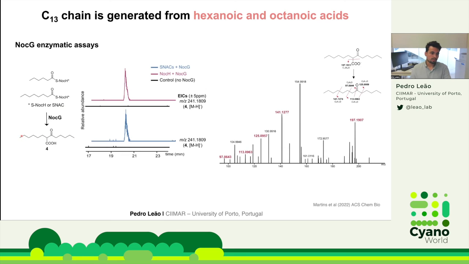So this is the C13 beta-keto acid that we suppose gets decarboxylated to the C13, which is functionalized in this position. So this showed that NOCH activates two different fatty acids. Together with NOCH, these are condensed into the C13 chain that's found in inoculin A.